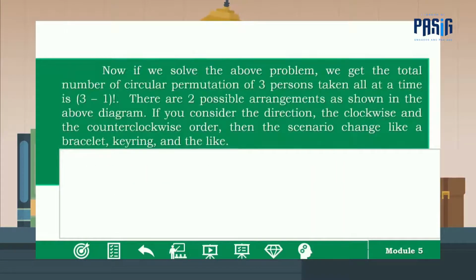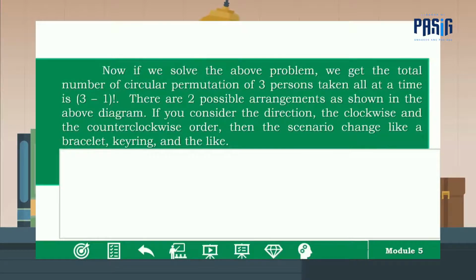Now, if we solve the above problem, we get the total number of circular permutations of 3 persons taken all at a time is (3 minus 1) factorial. There are 2 possible arrangements as shown in the above diagram.